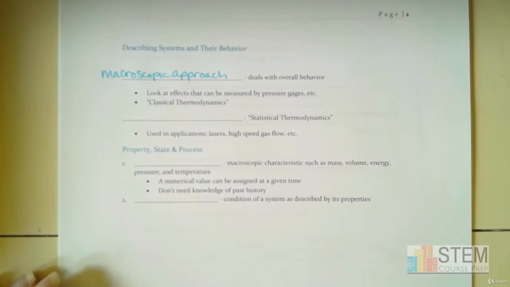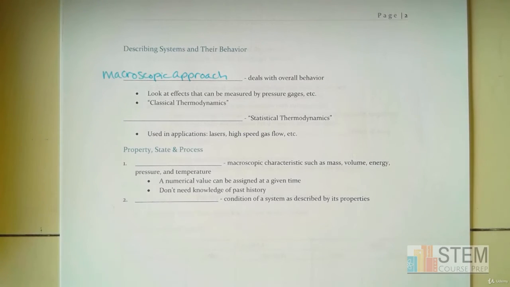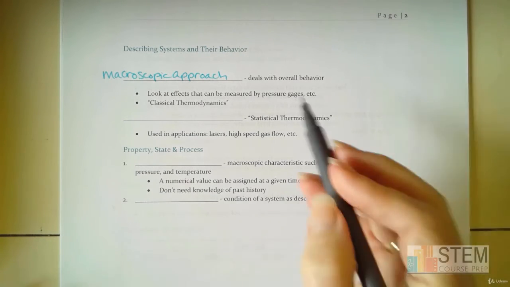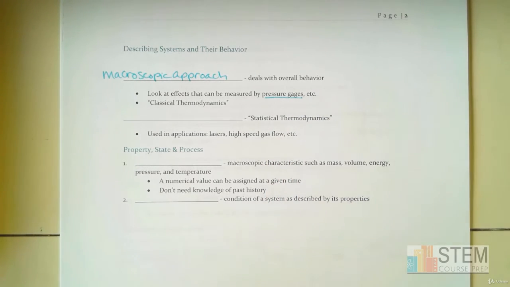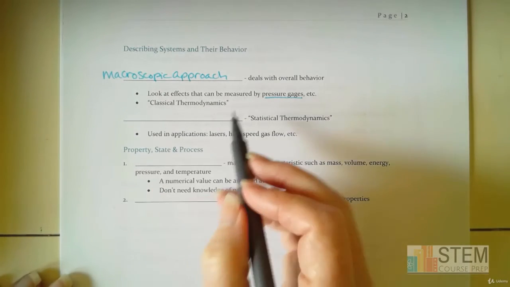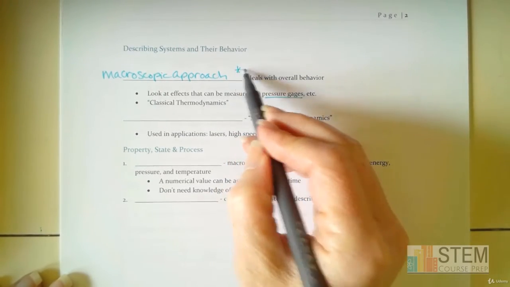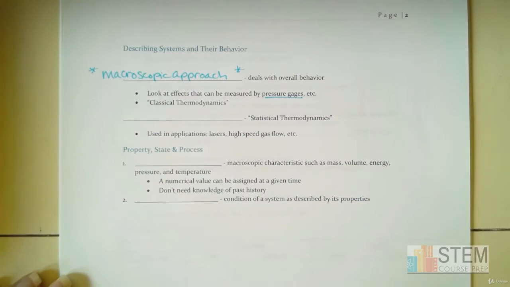And for this kind of approach, we're just looking at overall behavior. We're going to look at things like pressure, temperature, things that you can get a measurement. So if we have a pressure gauge, we could find pressure. That is looking at things through the macroscopic approach. This is also called classical thermodynamics, and this is the approach that we are going to use in this course.